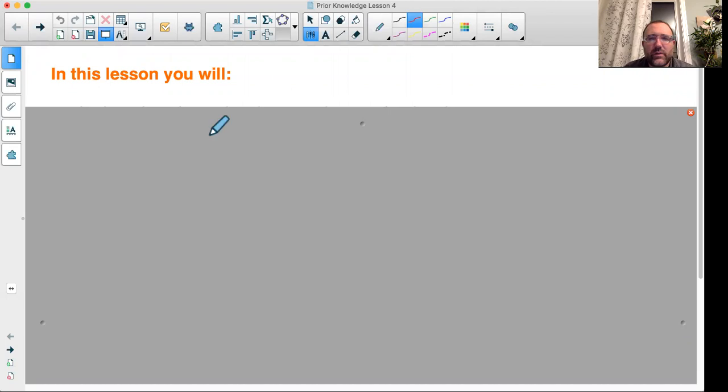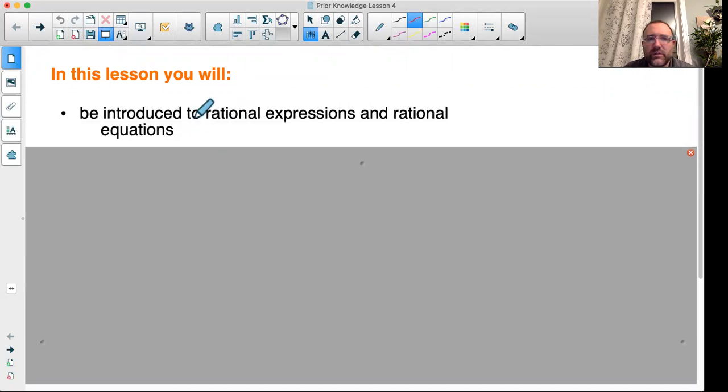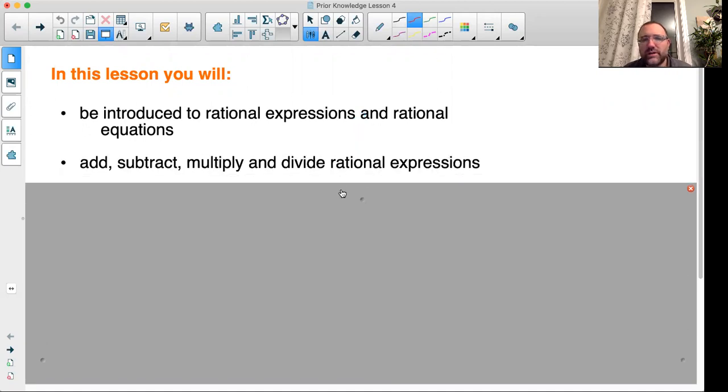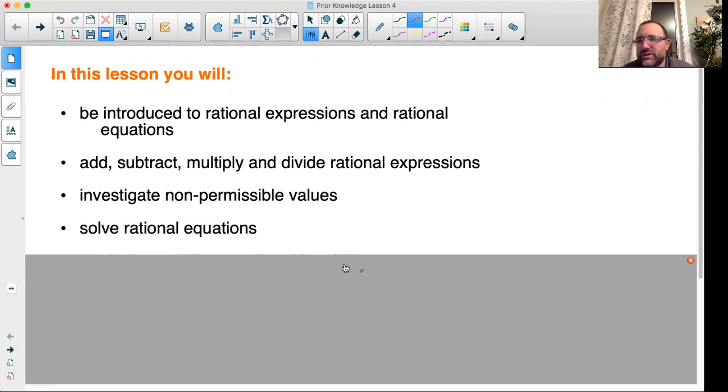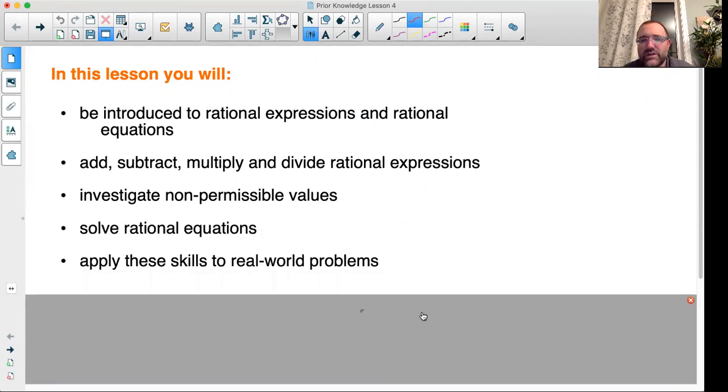Let's find out what we're going to be learning here: rational expressions and rational equations. We'll look into that more in this topic. We'll also look at the 4 operations for rational expressions and then investigate non-permissible values. Keep in mind, non-permissible values is another way of saying NPV, the abbreviation of that, and solve rational equations. With all that in a nutshell, we can actually solve real-world problems.